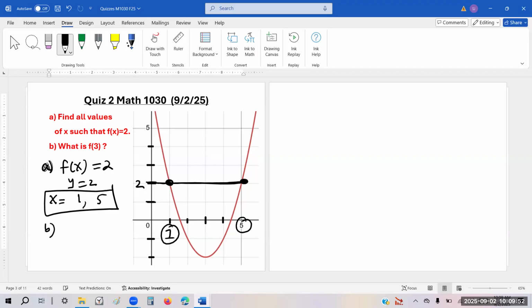Now this says find f of 3. What does that mean? What is given here? X. So when x is 3, what's the y value? So 1, 2, 3, you go to the y value, it's on the bottom, which is -2. So your y is -2.